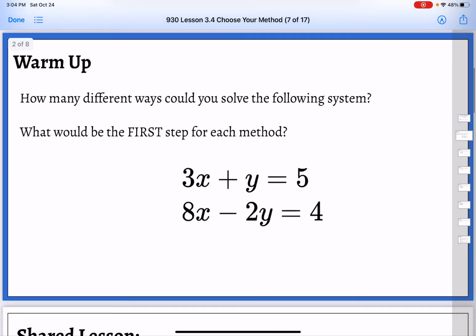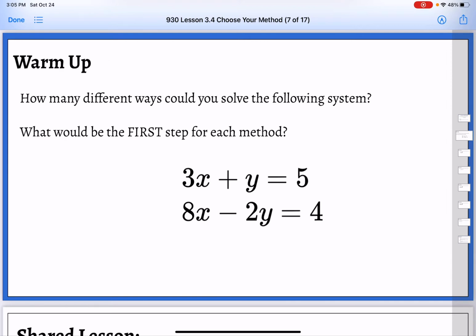All right, so for our warm-up here, we're going to look at this system 3x plus y equals 5 and 8x minus 2y equals 4. And we're going to say, how many different ways could you solve this system? And what would be the first step for each method? Go ahead and pause your video and think about it.